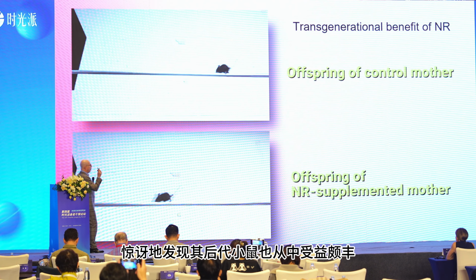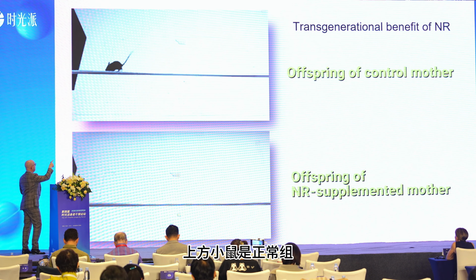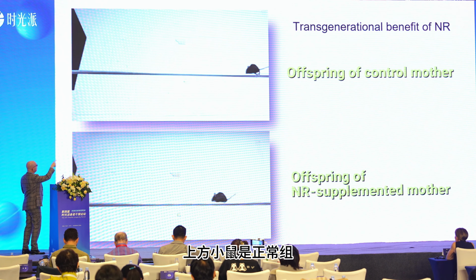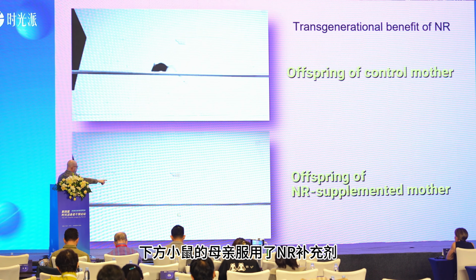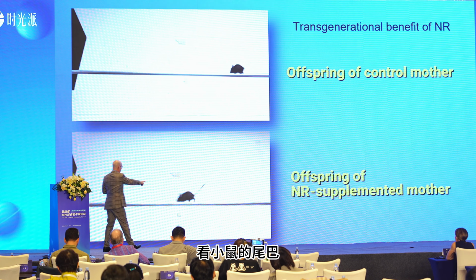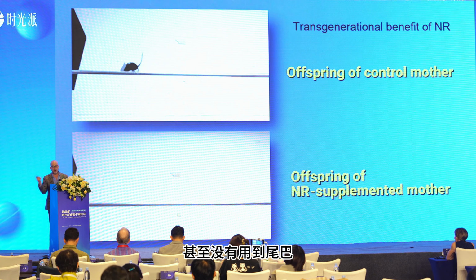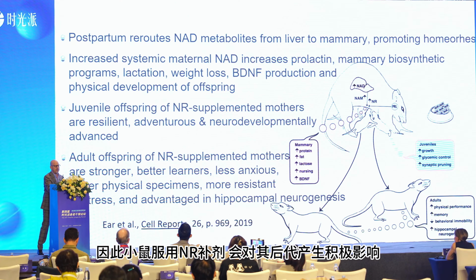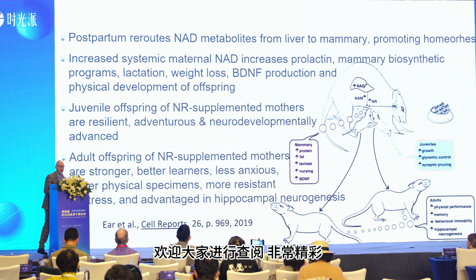the amazing thing is the offspring benefited tremendously. The mouse on the top is a normal mouse whose mother was given normal chow. This mouse on the bottom is the offspring of an NR-supplemented mouse. And if you look at the tails, they can get across this balance beam without any training, without use of their tail. There were benefits to the offspring of NR-supplemented mice that are in this paper that has been published, and I encourage you all to look it up. It was rather a remarkable story.